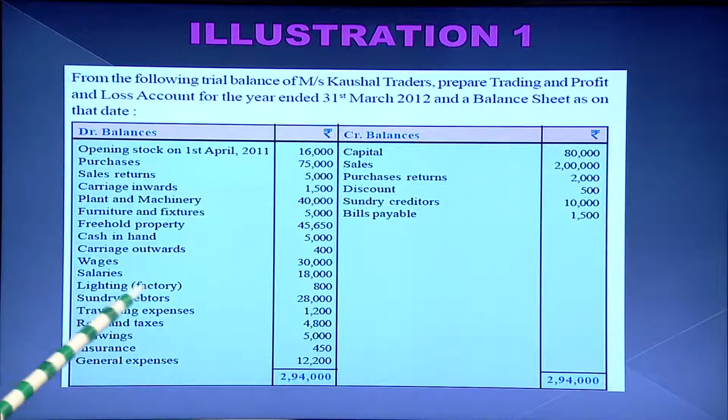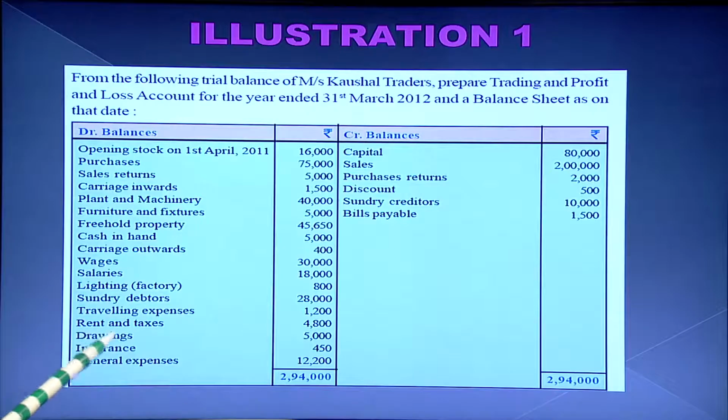Next is sundry debtors. Sundry debtors means customers, and your customers are your asset. So, this is shown in the asset side of balance sheet. Next is travelling expenses. Travelling expenses is not direct expenses, this is indirect expenses. So, that will be shown in profit and loss account. Next is rent and taxes. Rent and taxes also our indirect expenses. So, that will also be shown in profit and loss account.